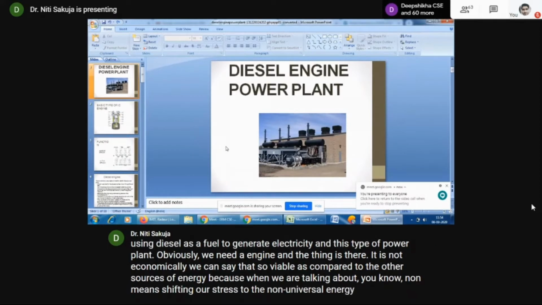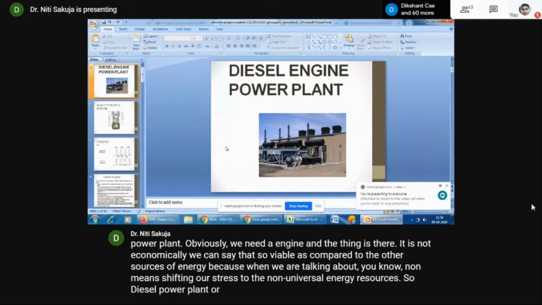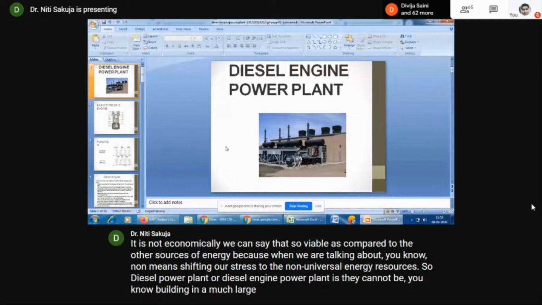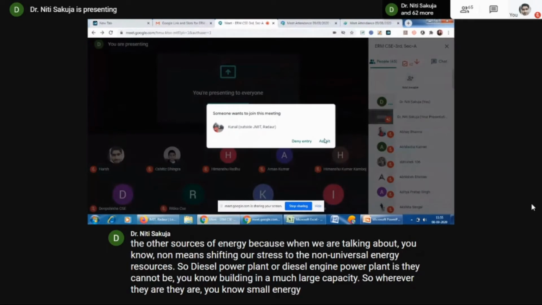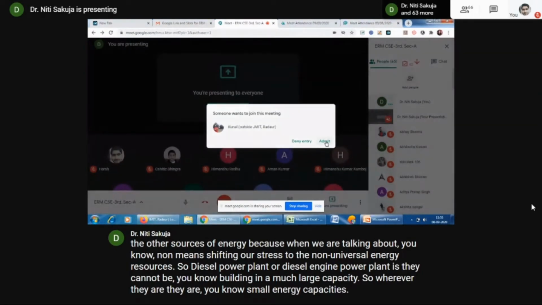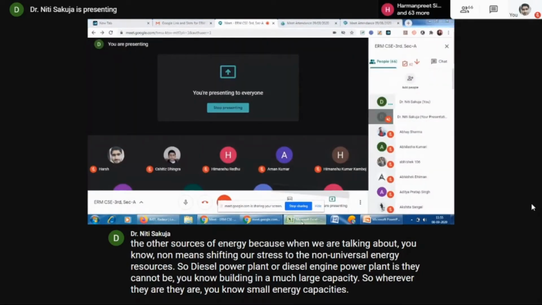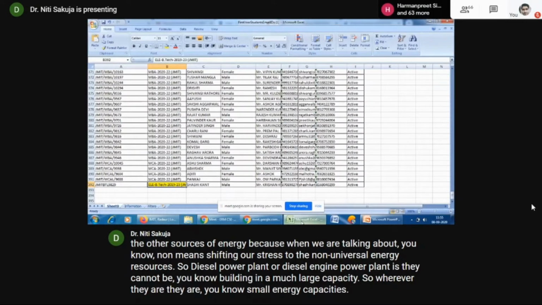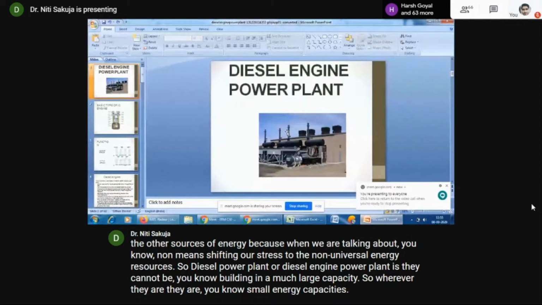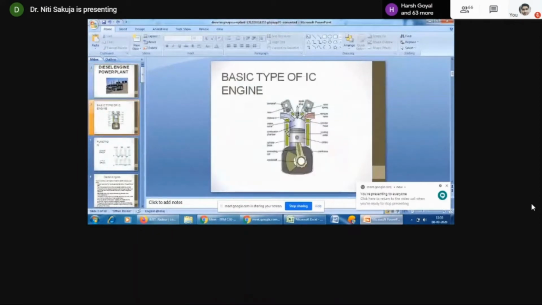So a diesel engine power plant cannot be built in a large capacity. So wherever there are small energy capacities, it is used. And it is a basic type of IC engine plant.